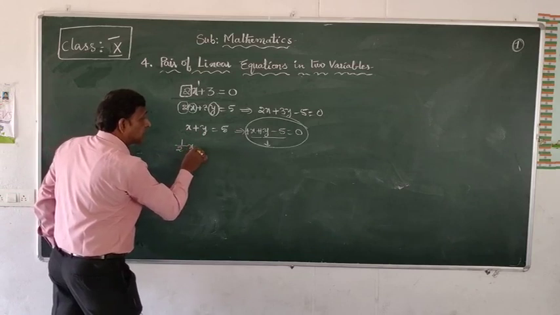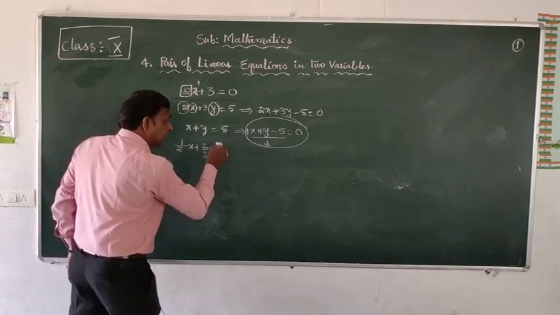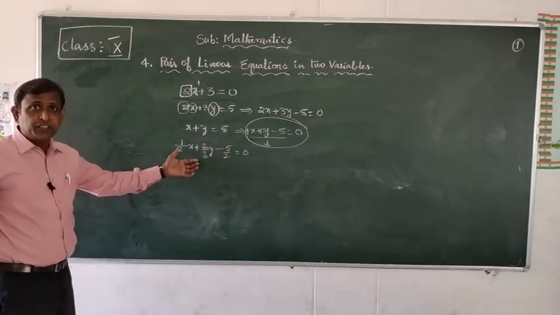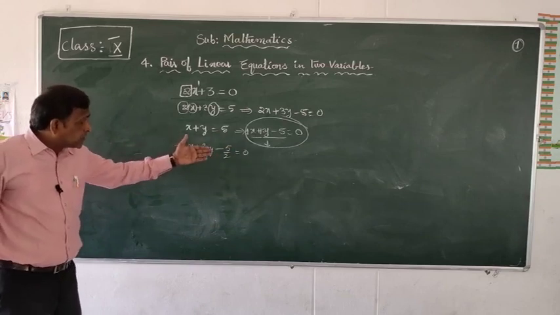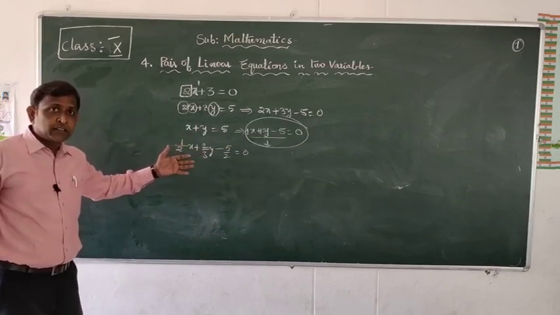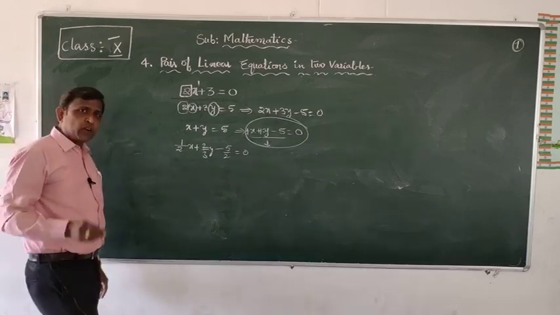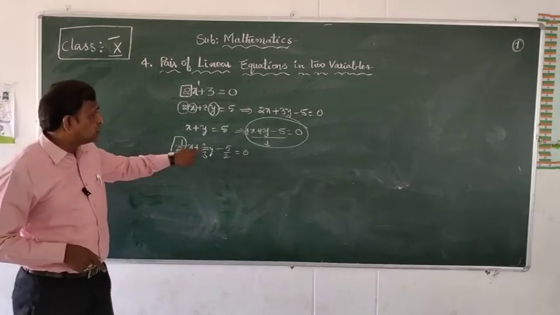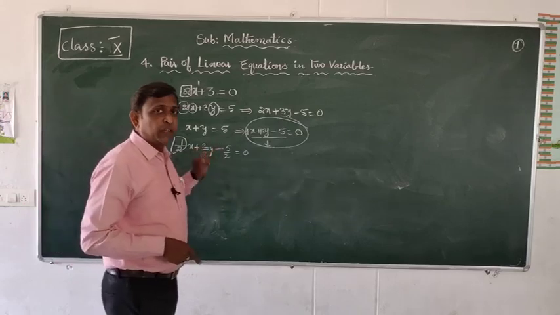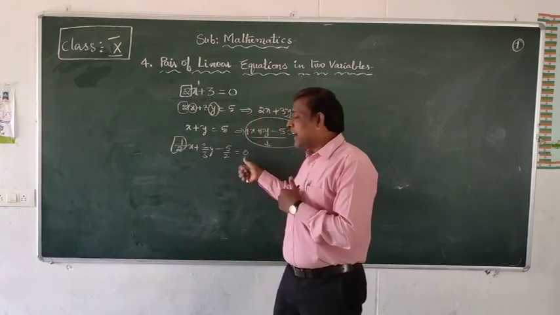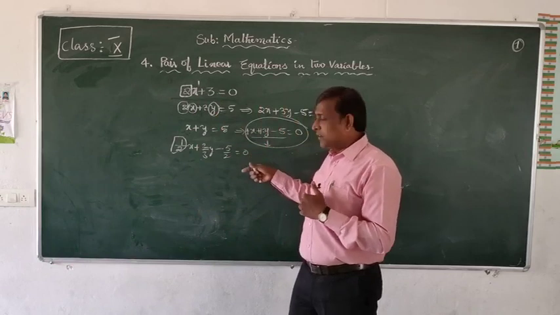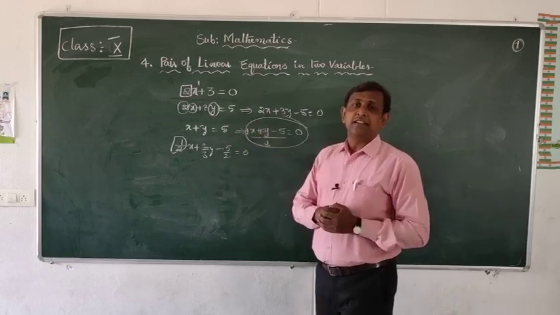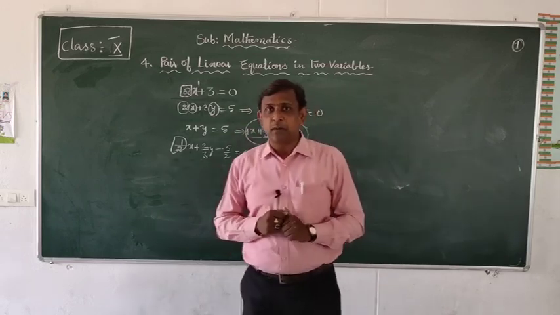Thereafter I can give one more example here. 1 by 2 x plus 2 by 3 y minus 5 by 2 is equal to 0. Can you say, is this a linear equation? All the coefficients are fractions or rationals. You don't worry about that, whatever it is. Here 1 by 2 is the coefficient of x, 2 by 3 is the coefficient of y, and minus 5 by 2 is the constant. So the total value is equal to 0. Now I can ask you one more question here: what is the general form of a linear equation?